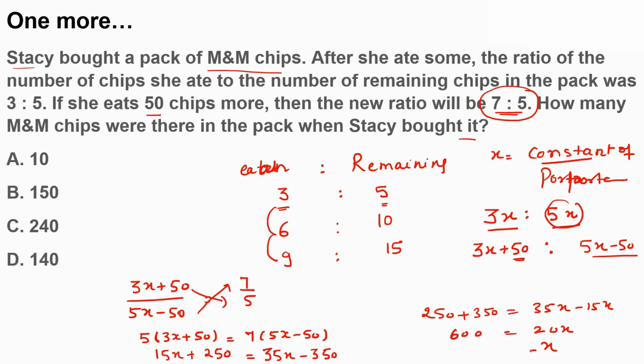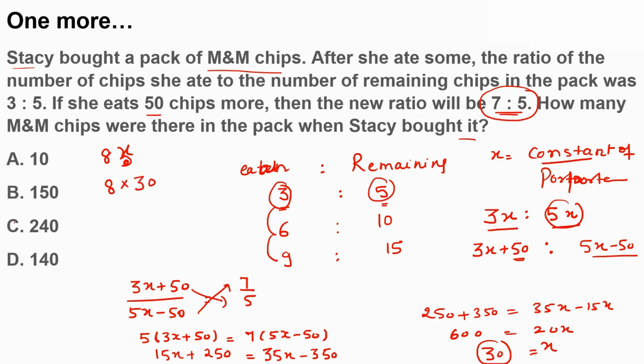So x is equal to 30. Okay, my x is equal to 30. But now they are asking how many chips will be there. So the total number of chips is the chips she ate plus the chips that are remaining. So the total will be 3x plus 5x, 8x.